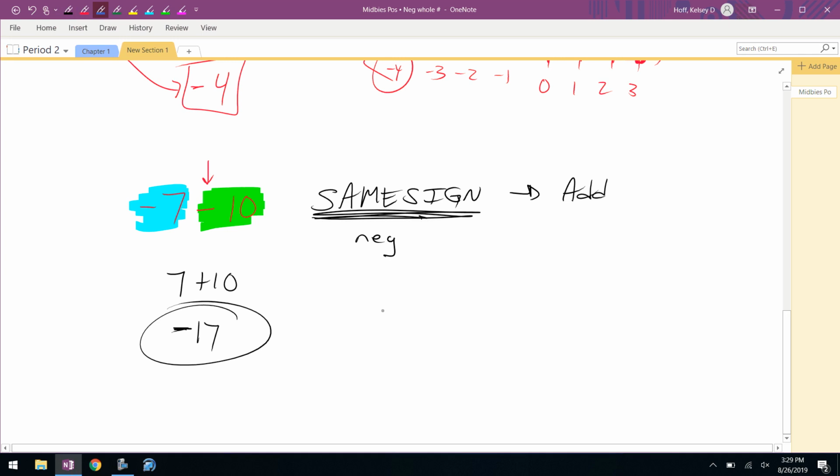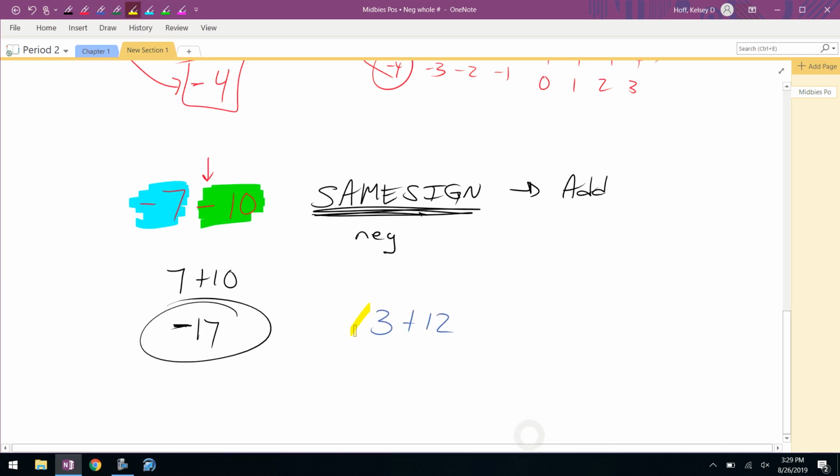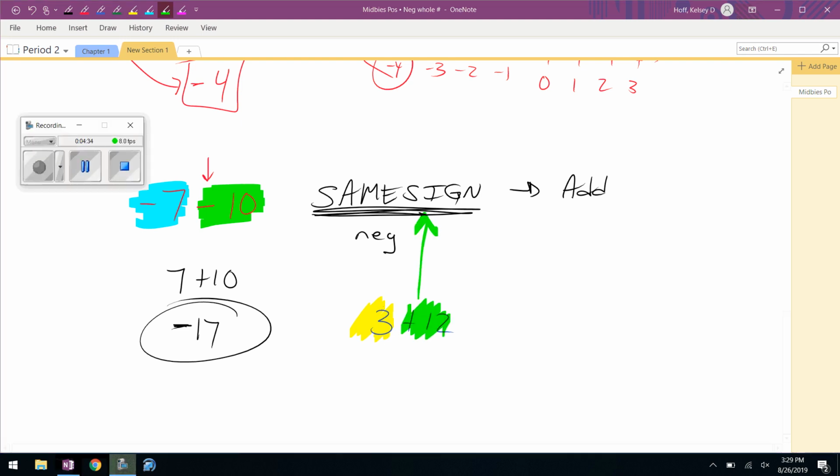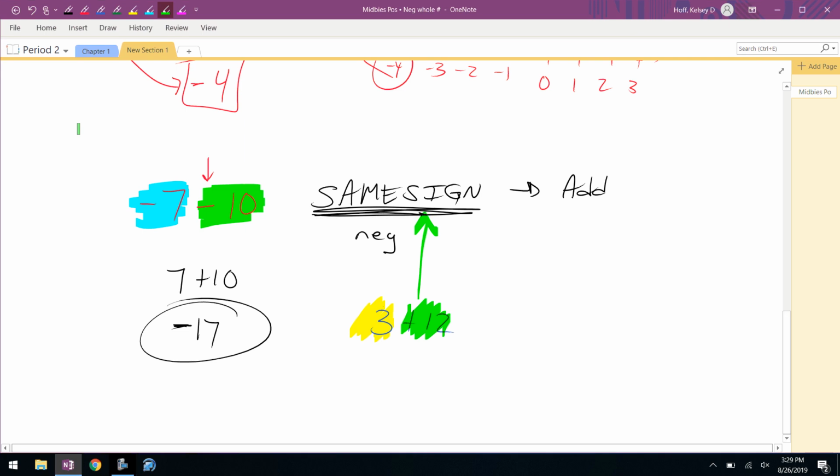Another example. 3 plus 12. 3 is positive. 12 is positive. That means they have the same sign, so we're going to add them together. 3 plus 12 is 15. Both of those were positive in the beginning. Therefore, my answer is positive.